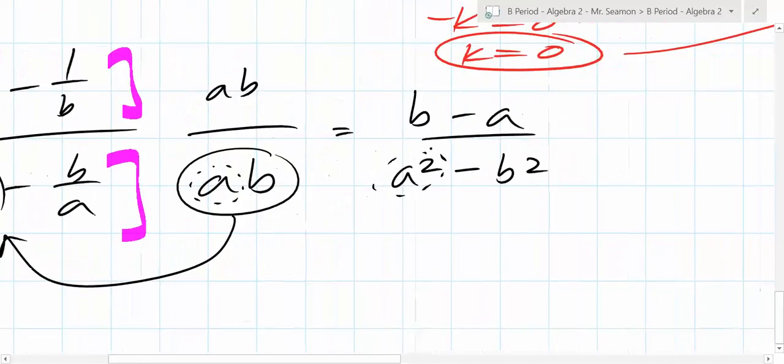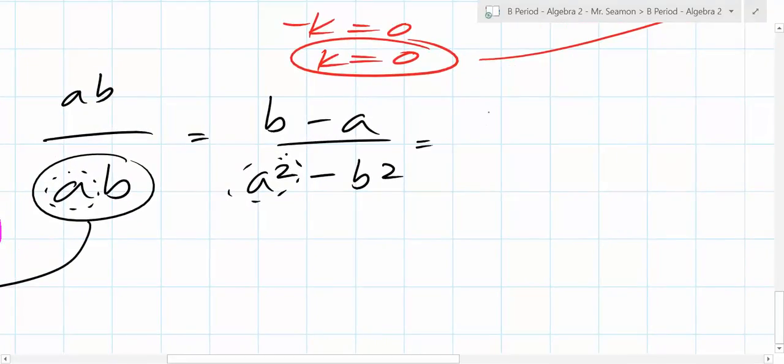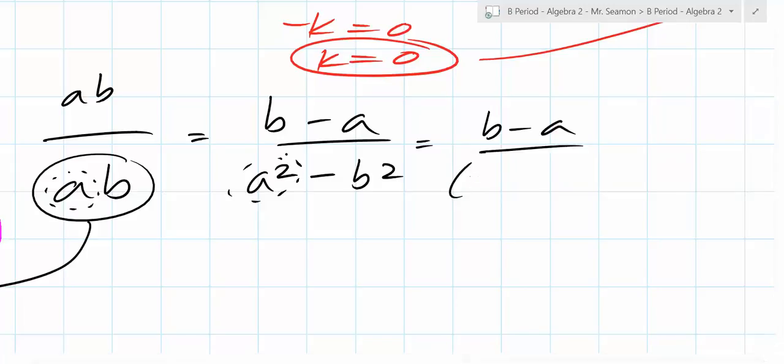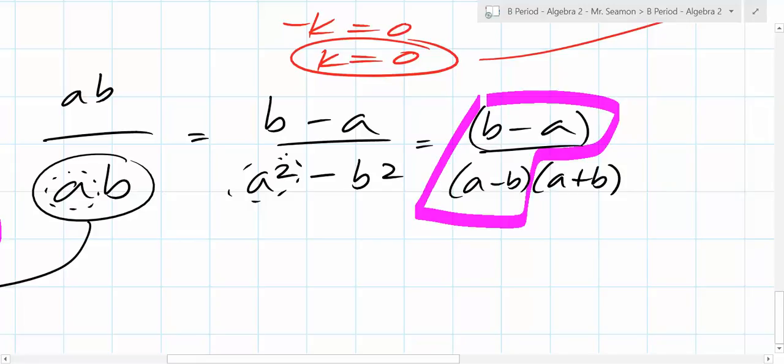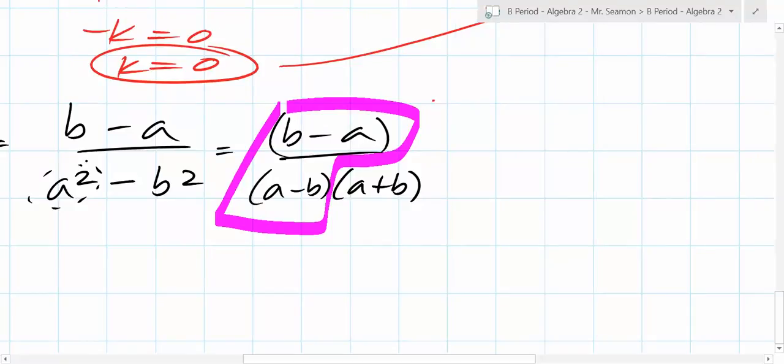Are you done? No, because what can you do to the bottom? Yeah, it's the difference of squares. So it's A, what is it? A minus B plus A. Yeah, you do A minus B times A plus B. And you're so close to being able to cancel, right? But what did I tell you? Oh, you can. There's one thing you can do. We've talked about this. What is this equal to? What is that equal to? That is negative 1. So what is this equal to? Negative 1 over A plus B.